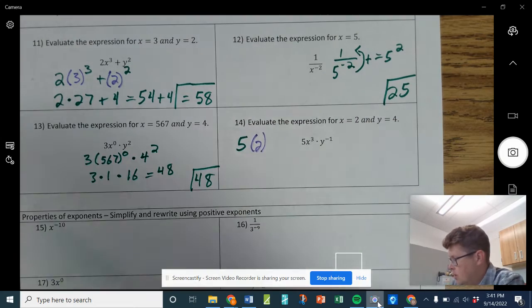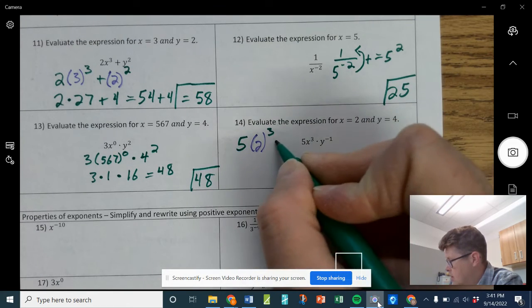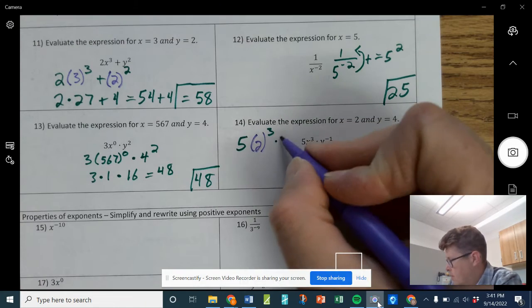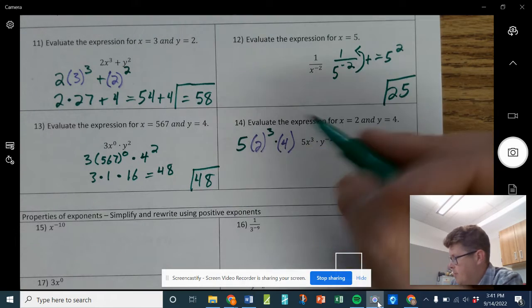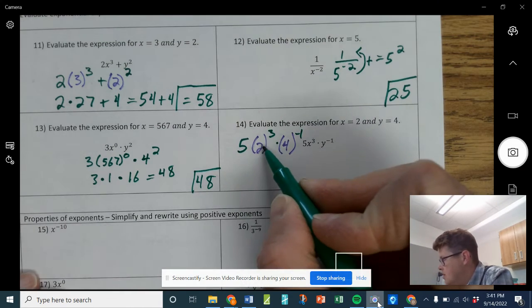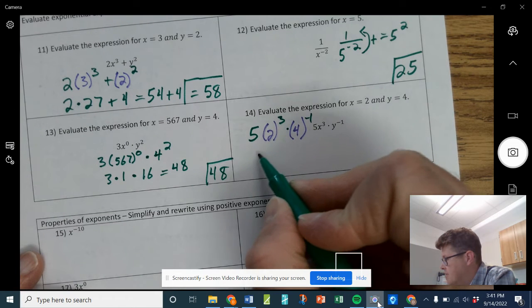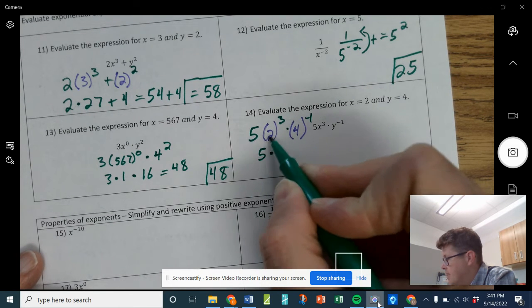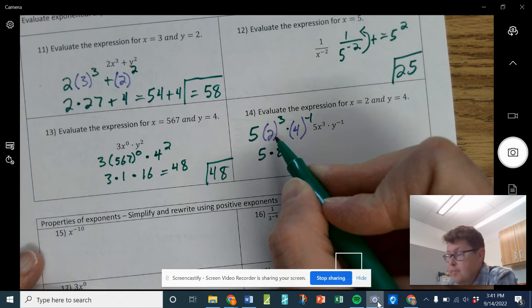All right. So we've got 5 times 2 cubed times 4 to the power of negative 1. Okay, so we'll do our exponents first. This 2 cubed is 8, so this becomes 5 times 8. Again, it's not 2 times 3 for 6. It's 2 times 2 times 2, okay?